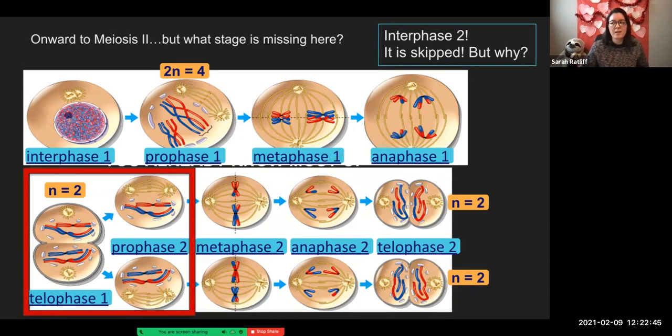In the quick write, under column L, why are we skipping interphase 2? Why do you think? Use a little bit of your critical thinking. What's happening during interphase usually? Why wouldn't we need that to happen before prophase 2?